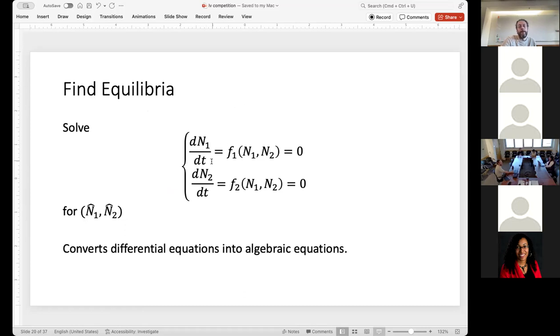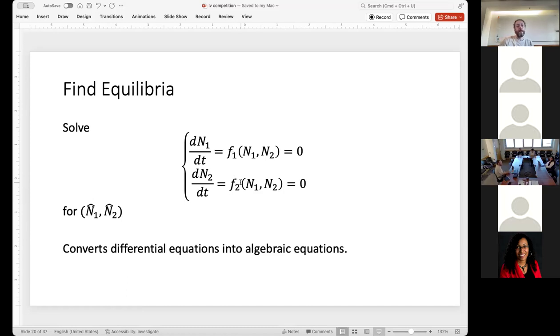So the first thing you do, and I should say this is for continuous time models, it's a little bit different in discrete time. So, to find equilibria, you set the dN/dt for each species equal to 0, and you simultaneously solve them for the equilibrium values N1 and N2. This is just the algebraic version of finding where those different isoclines cross. Here F1 is shorthand for the right-hand side of dN1/dt.